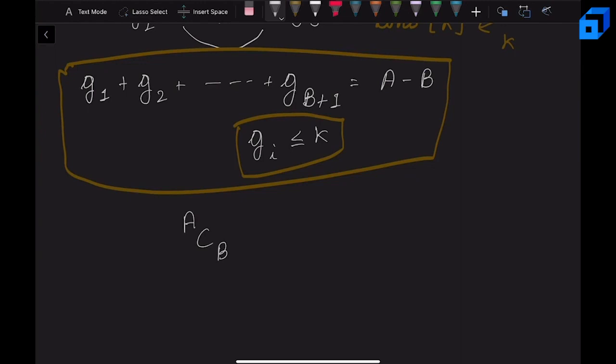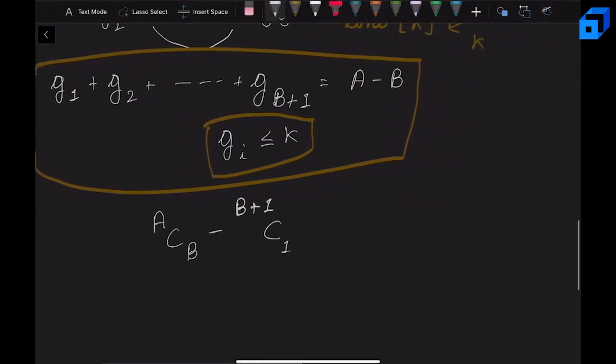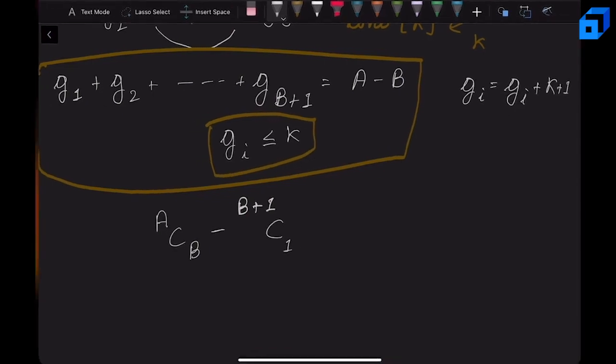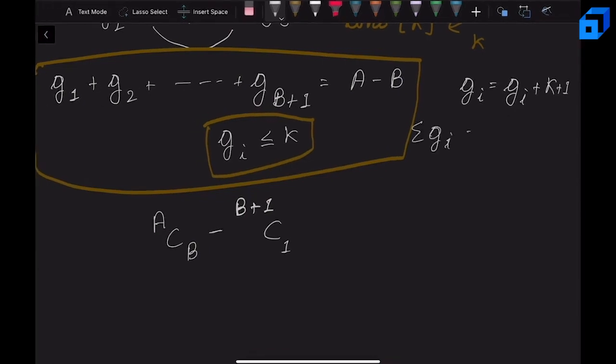So we'll use the idea of inclusion and exclusion. We'll subtract the sequences where Gi is greater than K for exactly one element. Let's say we choose any element: we have (B+1) C 1 ways to choose it, and we assign Gi. We want this selected item to have a value greater than K, that is, its value should be at least K plus 1. So we will write that Gi as Gi plus K plus 1. Our equation now becomes sigma Gi is equal to A minus B minus (K plus 1), and the solutions to this equation are (A minus (K plus 1)) C B.